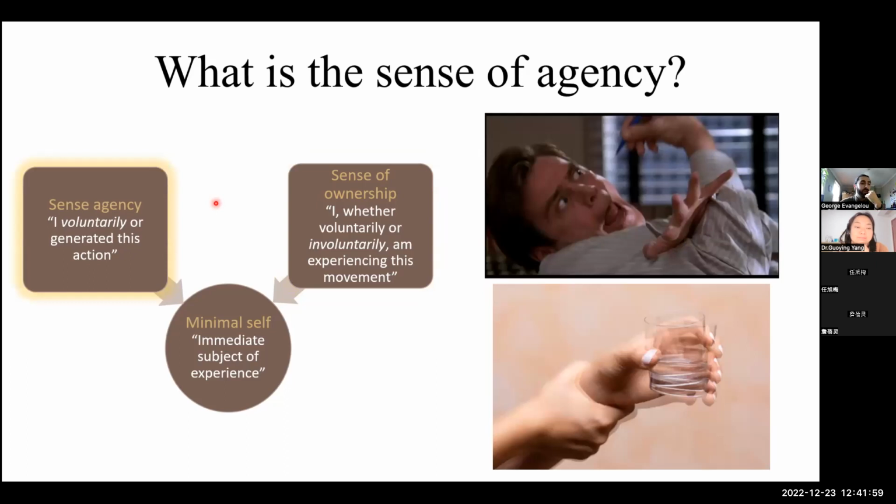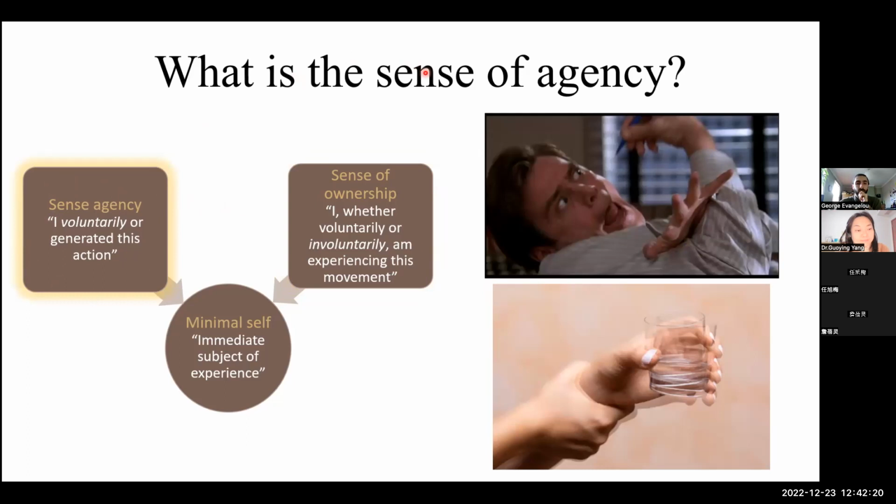And then with agency, sorry, that's in the way of the slide. The key is the voluntary movement, the voluntary action that we are making. That dissociates it from the sense of ownership. So there needs to be some sort of voluntary action or movement involved in this.